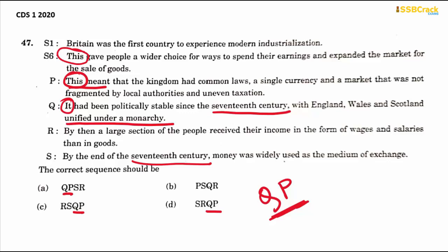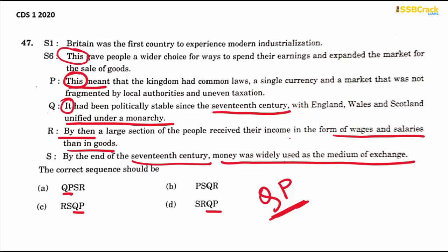Now then what happened? This had meant that the kingdom had common law, single currency, and a market that was not fragmented. But by the end of the 17th century, what happened? Money was widely used as the medium of exchange. By then, by what time? By the end of the 17th century, a large section of the people received their income in the form of wages and salaries than in goods.